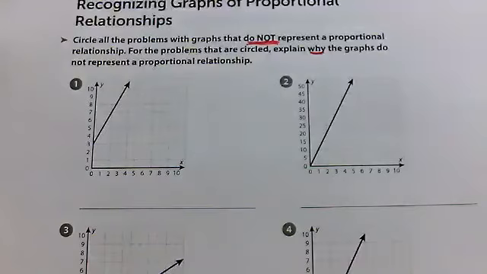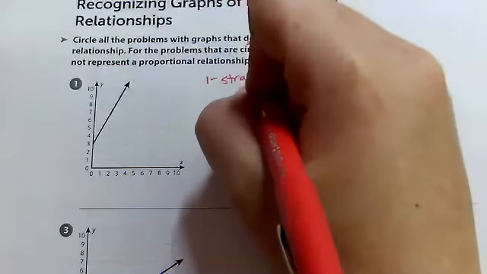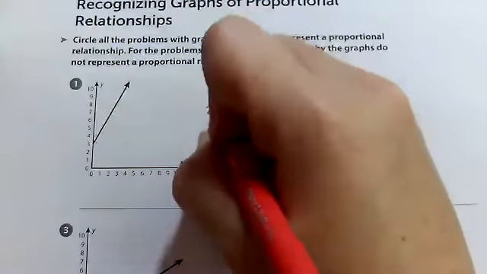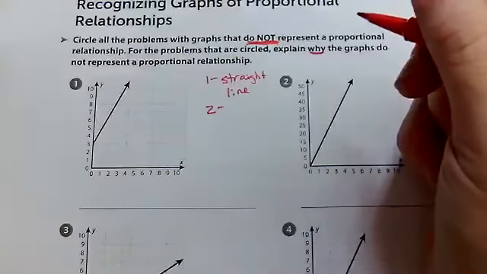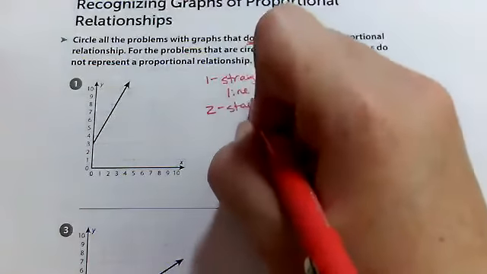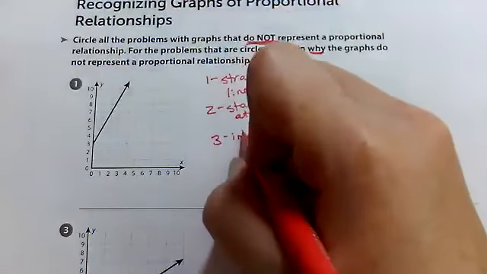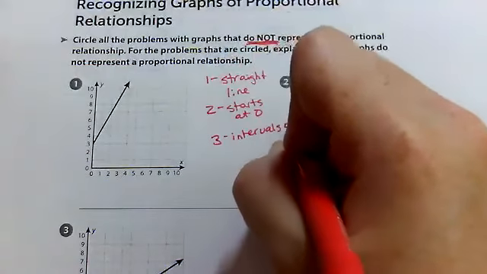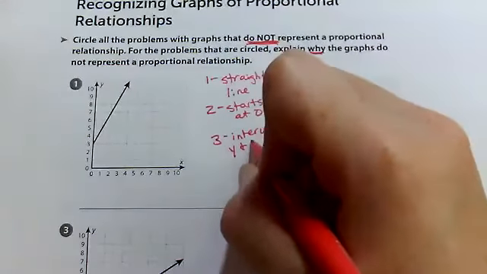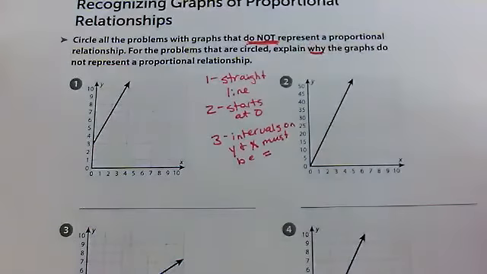Number one, there were three things that make a graph proportional. One was a straight line. Two, what was number two? Where does a proportional graph start? It starts at 0. And three, intervals on y and x must be equal. That was our three rules.